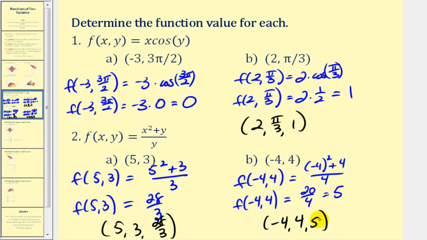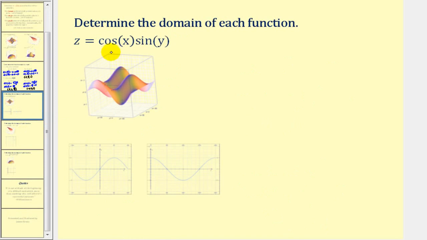Now let's talk about determining the domain of a function in terms of two variables. Well, if this function has two inputs, both x and y, all of the possible values of x and y will make up the domain. And the more that we can remember about our basic functions like y equals sine x, as we see here, and y equals cosine x, as we see here, will help us determine the domain of this function in two variables.